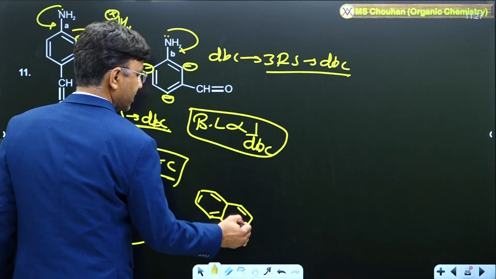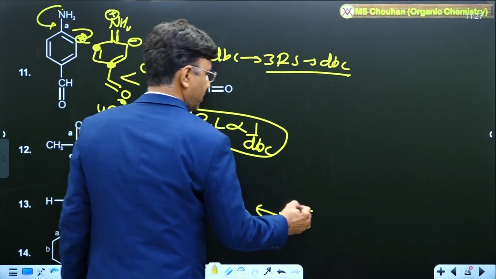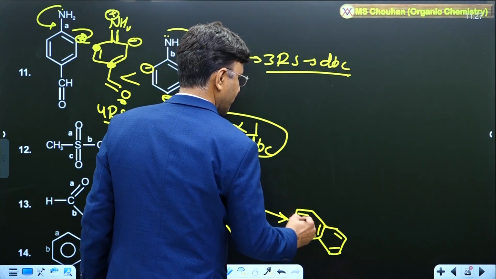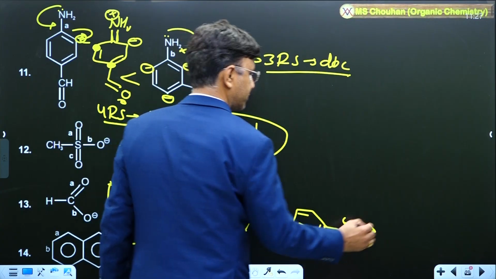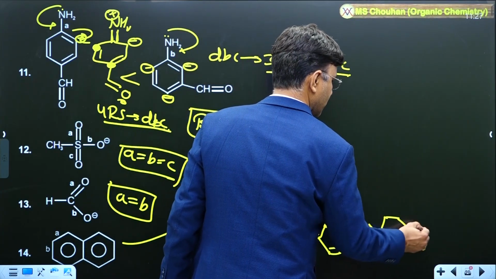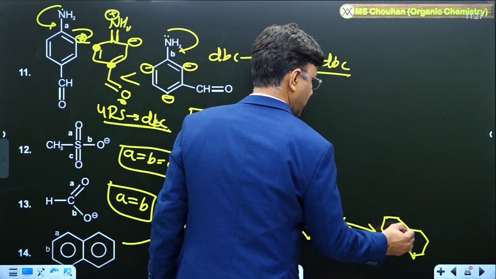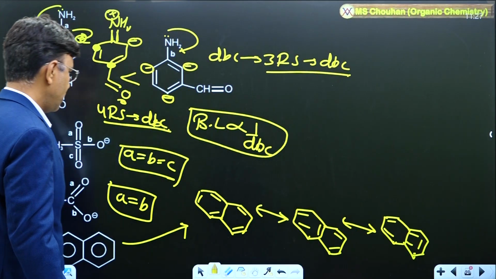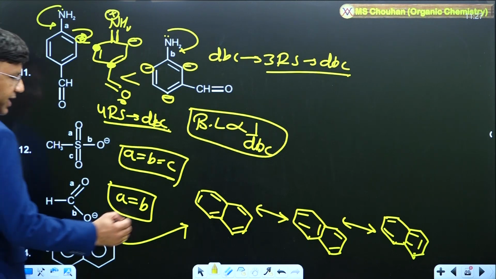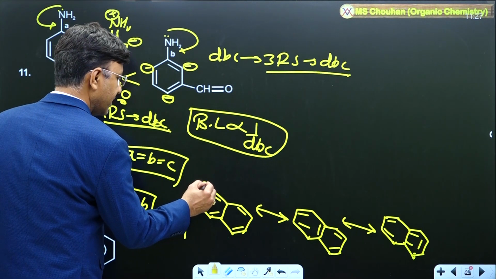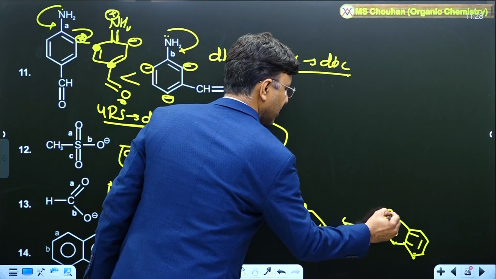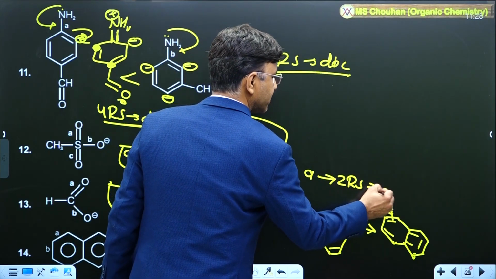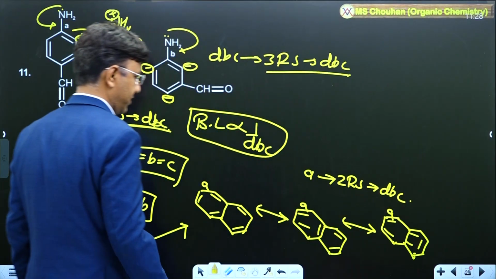This is one of the RS of naphthalene. This is the second RS of naphthalene. And this is the third RS of naphthalene. Now, we have to check A. This is our A, this is our A, and this is our A. How many double bond characters in A? In A, 2 RS have double bond character.